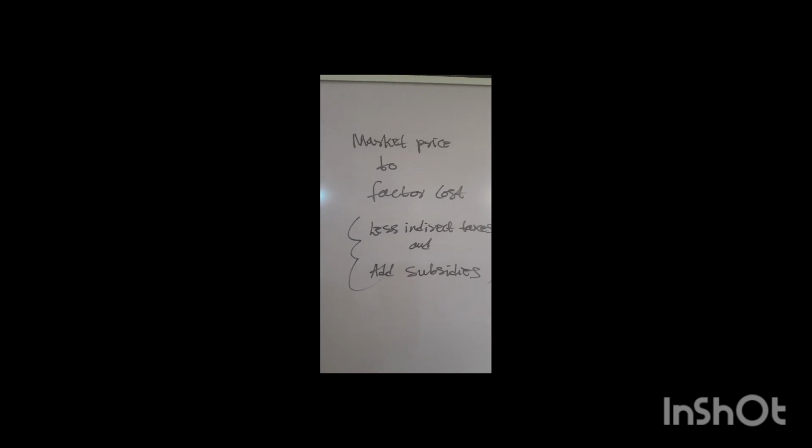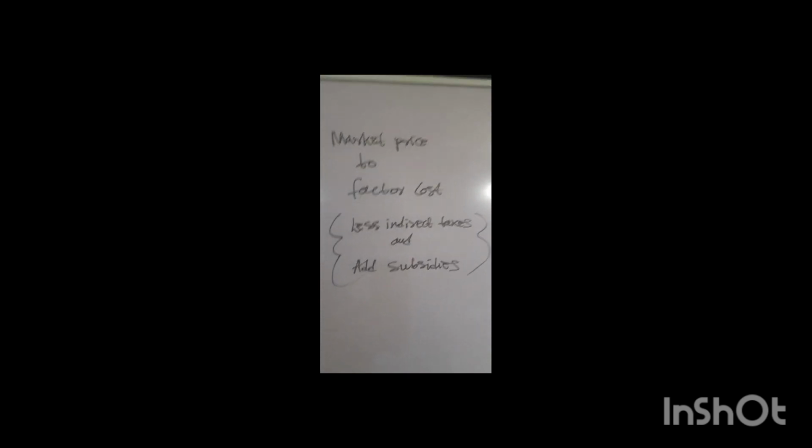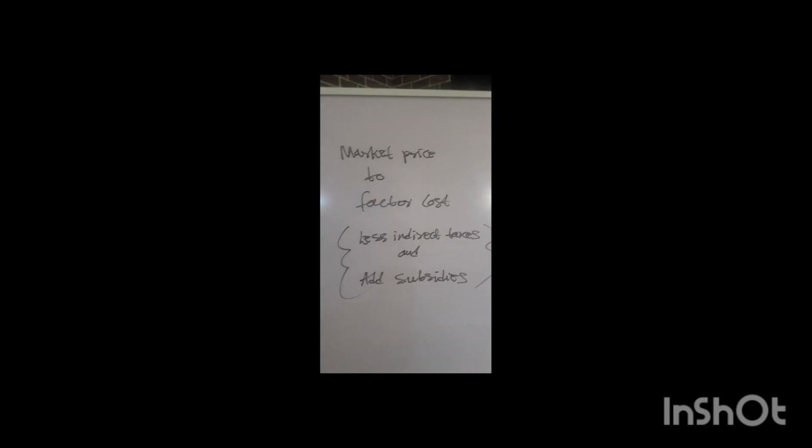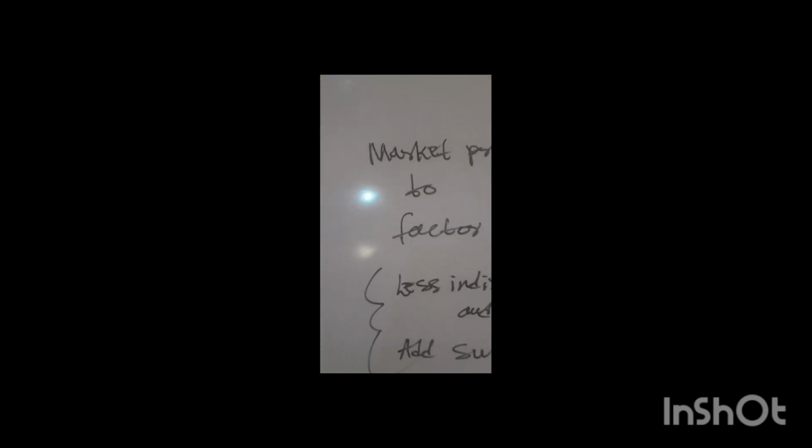If we are converting from factor cost to market price. But this one, we said market price to factor cost, we'll simply do less indirect taxes and we add subsidies. So with this in mind, we'll go straight to answering the question at hand. The A part simply asked us to get the gross national product. So we have our solution.